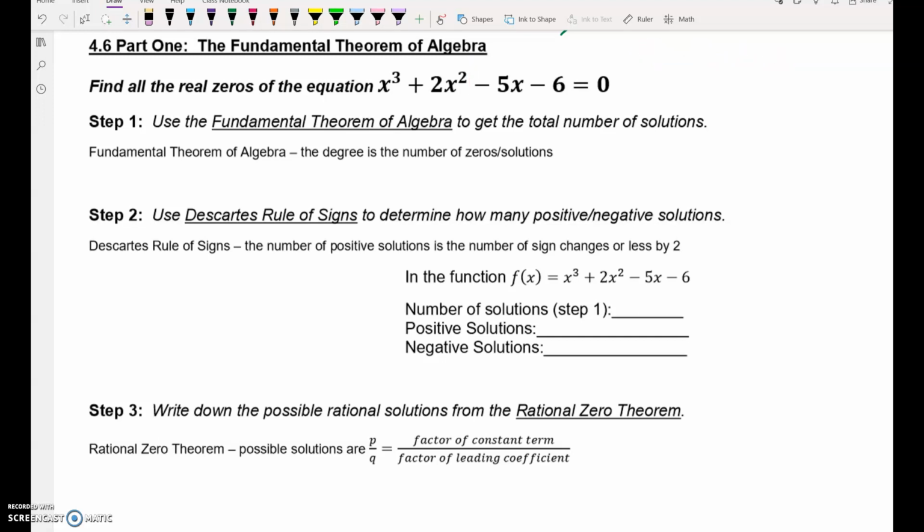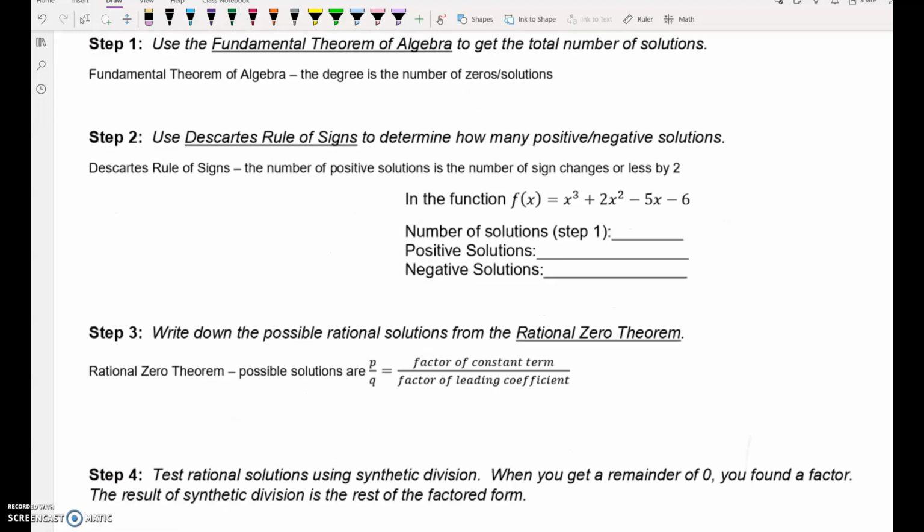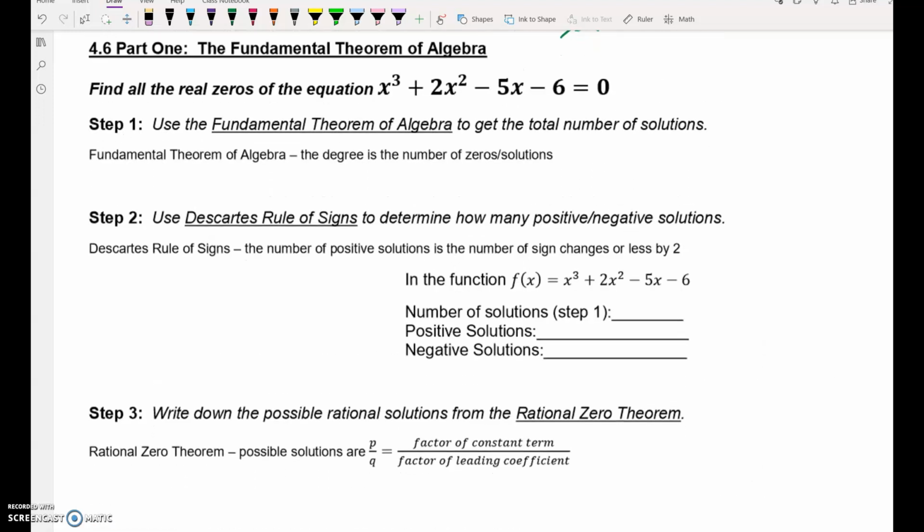So you cannot factor this one using factor by grouping. So how do we factor and solve it if we can't use factor by grouping? So I broke this up step by step. We're going to do each step individually, and we are going to have to remember how to do synthetic division. Do you remember synthetic division from a while ago? We'll review it. Okay, the fundamental theorem of algebra tells you how many possible solutions the polynomial will have.